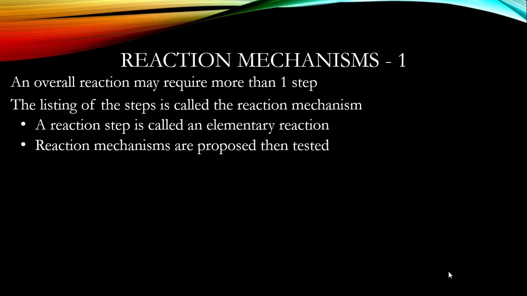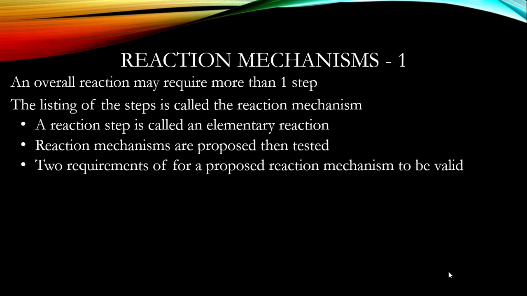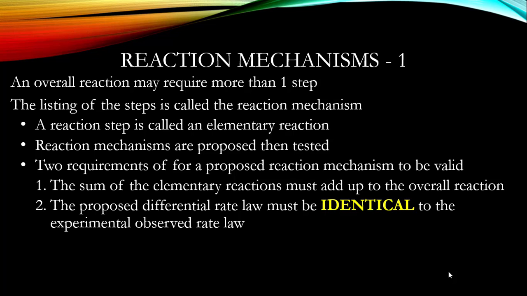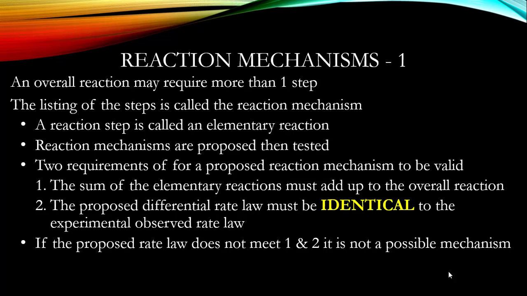Reaction mechanisms are proposed and then tested. Now, in order for a proposed reaction mechanism to be valid, there are two requirements. The first is when you add up the elementary reactions, you must end up with the overall reaction. And the second is the proposed differential rate law based upon the reaction mechanism must be identical to the experimentally observed rate law.